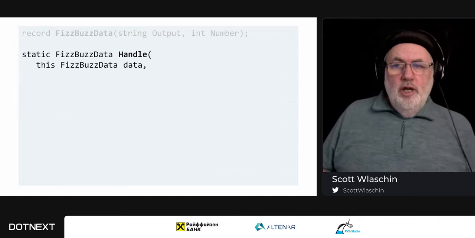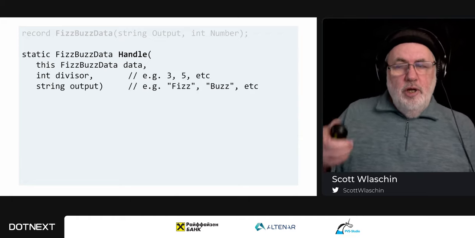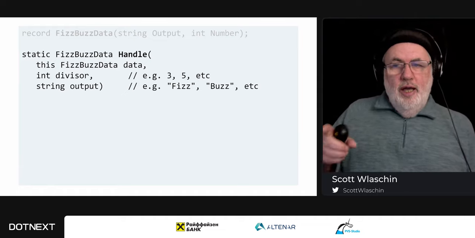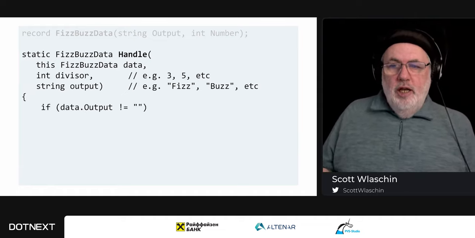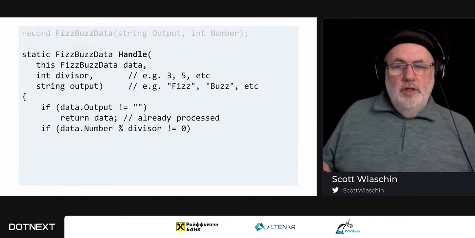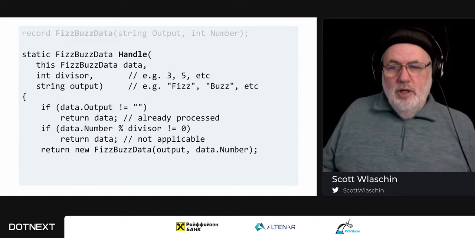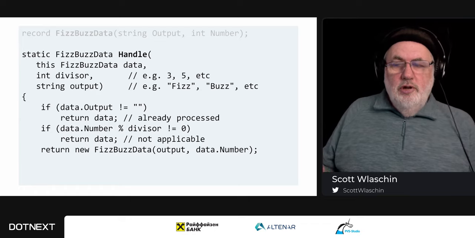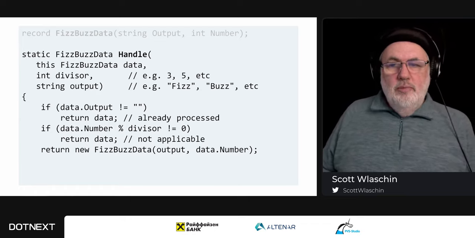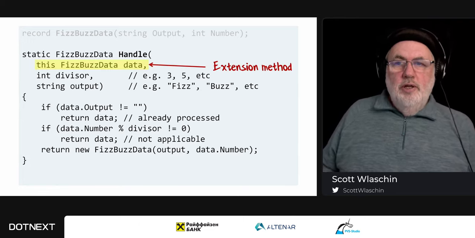So here's how the code looks. I have the data that's going to be passed into the pipeline. I've got the divisor, which is either 3 or 5, and then the output, which is fizz or buzz. And then I check, has the output been handled already? Then I ignore it. Is the number divisible by the divisor? If it isn't, I ignore it. Otherwise, I return a new data structure with the output that I want. So that's the implementation. And again, you can see this is an extension method on the record type, so that works fine.